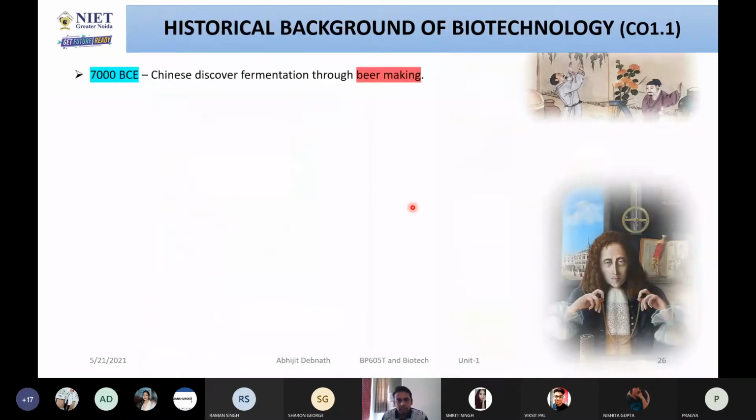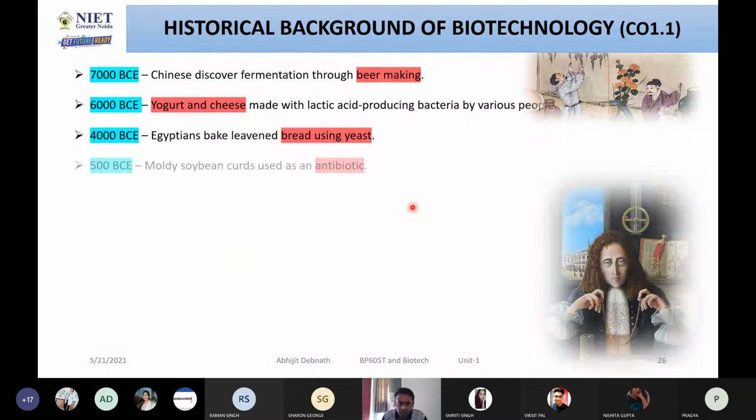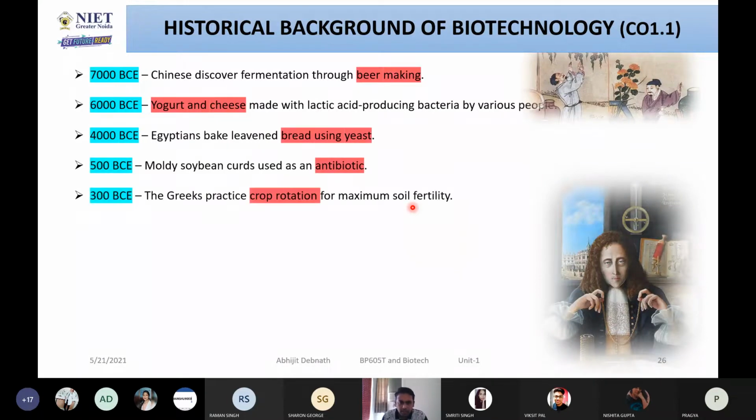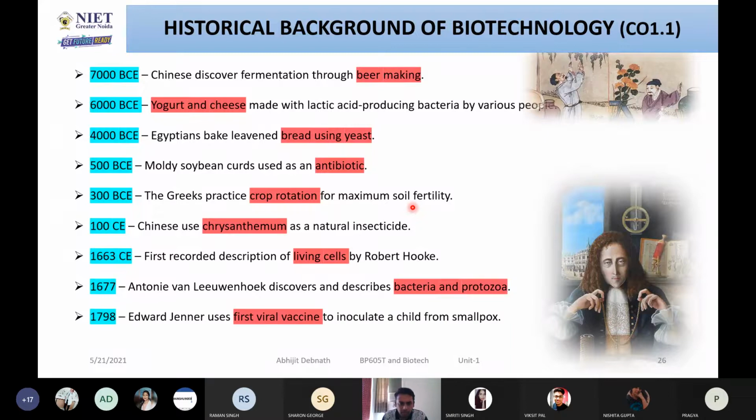Then I started my discussion with the history: how beer, yogurt, cheese, and bread were made from yeast, how antibiotics were made, and how it evolved from that time to today. I told you the story of crop rotation. Then Chinese people used a bacterium as an insecticide, and the first recorded description of a living cell. Then Anthony van Leeuwenhoek discovered bacteria and protozoa, and the first viral vaccine, for smallpox, and how the term biology evolved.